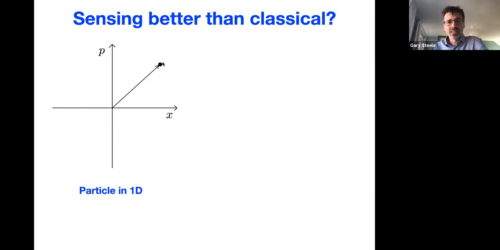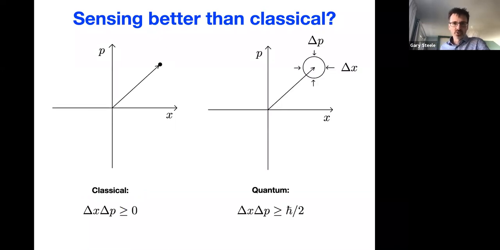And now the question you can ask is: classically this is a point. Classically, I can determine this point to infinitely high accuracy. There is no limit on how accurately I can determine the position and momentum of this particle. And of course, in quantum mechanics, that's a little bit different. In quantum mechanics, there is the Heisenberg uncertainty principle, which states that I cannot simultaneously determine the position and the momentum of the particle. The uncertainty in the position and the momentum of the particle must always obey the Heisenberg uncertainty relation.